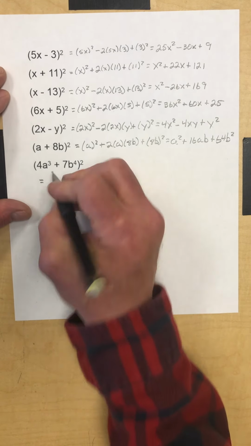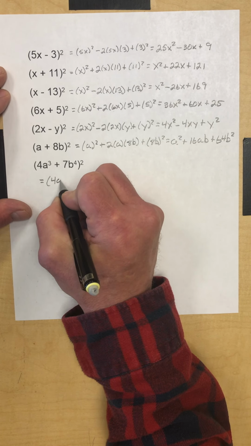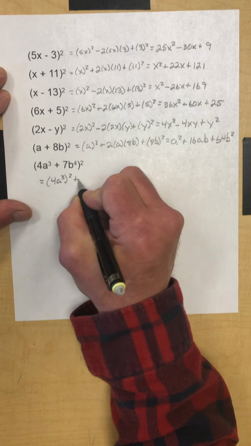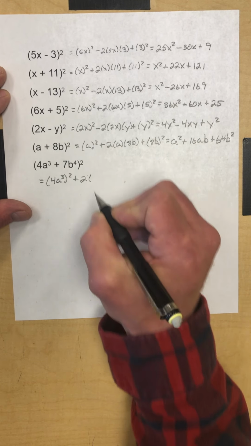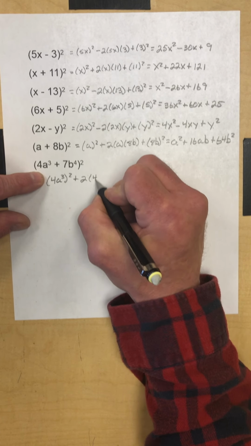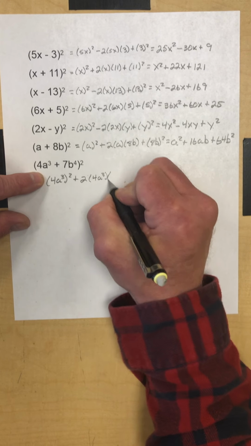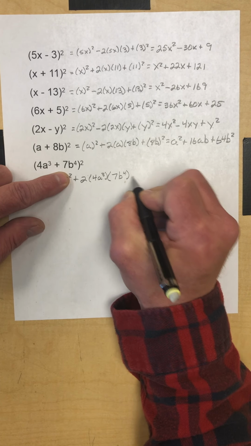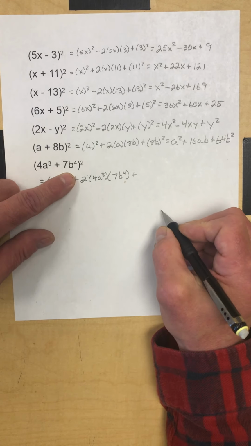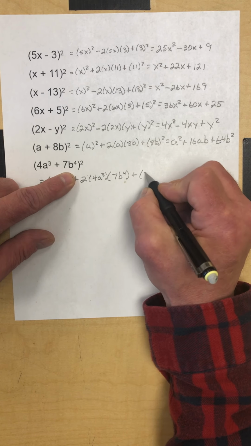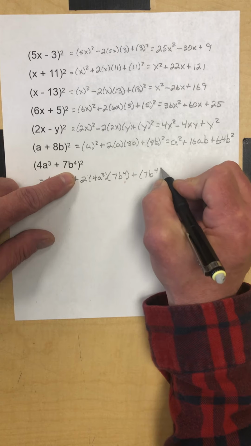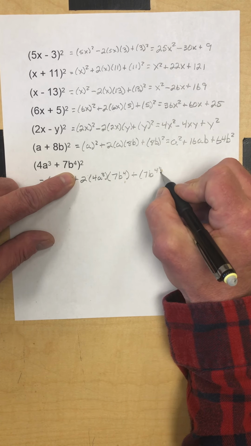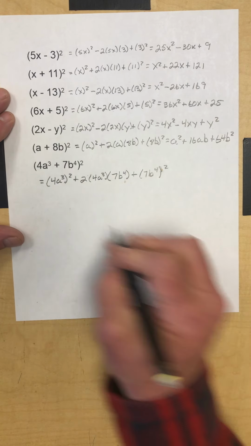Okay, one more. All right, so let's see. We take the first term and square it, the 4a cubed, and we square that. Bring the sign down, plus 2 times the first term, which would be 4a cubed, times the second term, which is 7b to the fourth. Third term is always plus, square 7b to the fourth. Okay, now we just simplify.